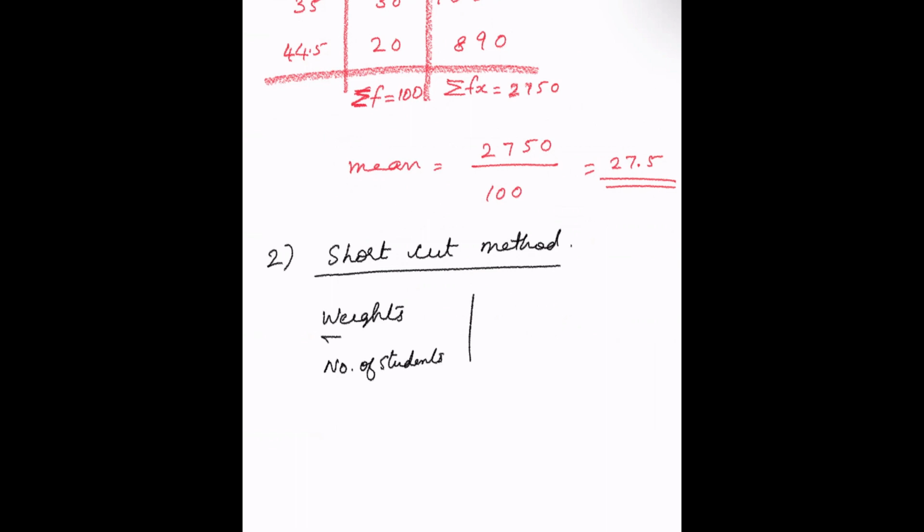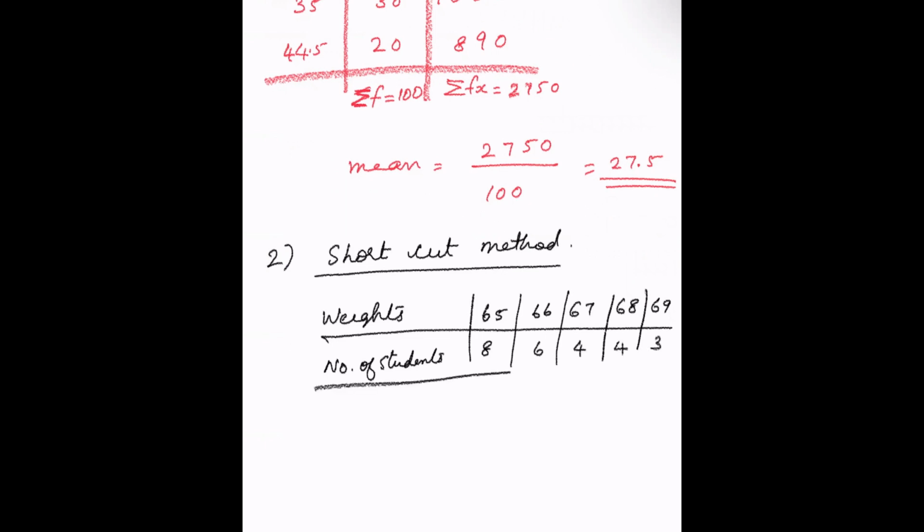The weights are 65, 66, 67, 68, and 69. The number of students: 8 students, 6 students, 4 students, 4 students, 3 students. So this is the table. The number of students with weight 65 is 8. The number of students with 66 kilo weight is 6 students, like that, 4, 4, 3.